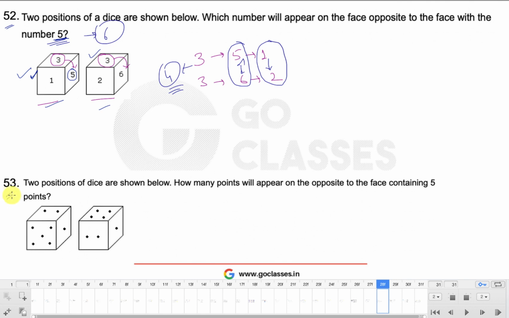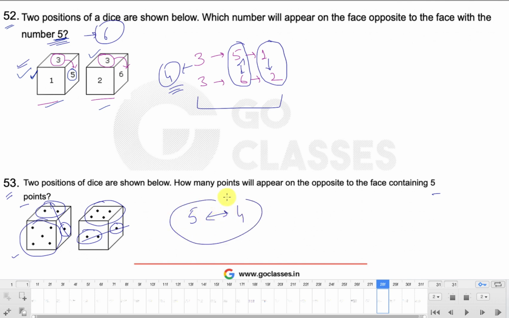Okay. Now question number 53. 2 positions of a dice are shown. How many points will appear on the face opposite to the face containing 5 points? But in this figure, this 2 and this 1, 2 points are common. If 1 point is common, then you have to use the previous method. If 2 points are common, just cut these points and the remaining ones will be opposite to each other. So 5 points are opposite to 4 points. So how many points will the opposite face contain? 4 points. This is the answer.